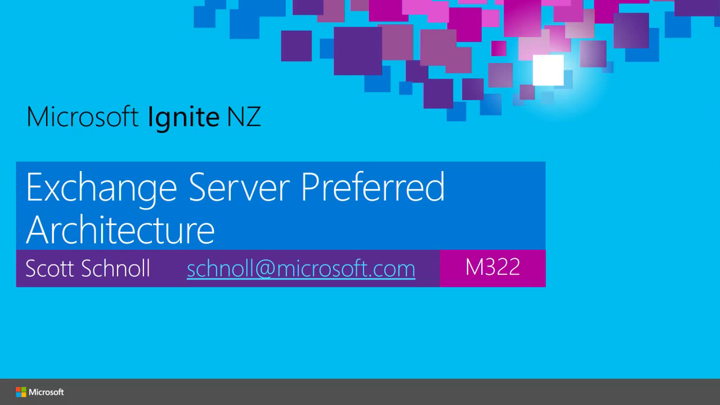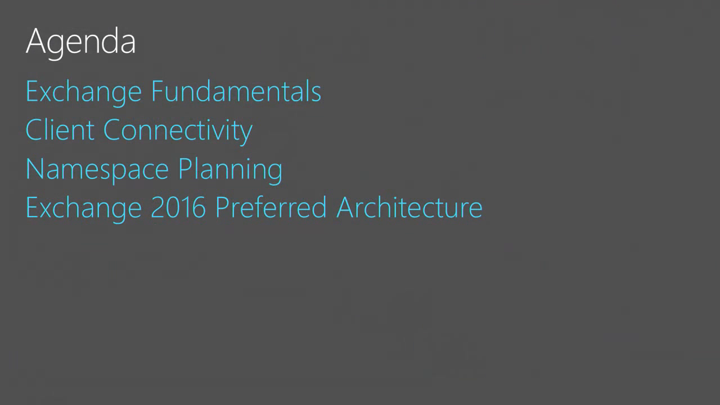All right. Okay, well, we're going to talk a lot about 2016 and somewhat about 2013 as well, as we talk about things like Exchange fundamentals and the architecture changes that we've made in the product. We'll talk about the client connectivity changes that are occurring as a result of that. We'll talk a little bit about some namespace and load balancing planning for Exchange, and then we'll get into what our preferred architecture is for on-premises deployments of Exchange.